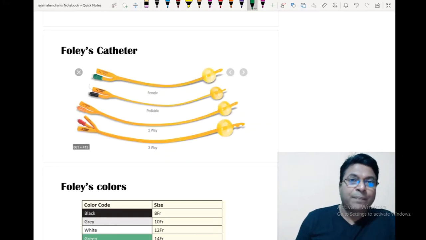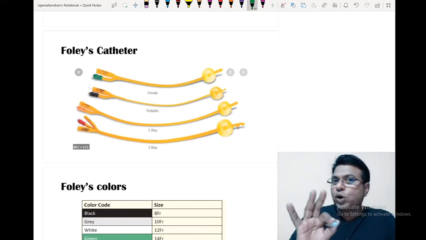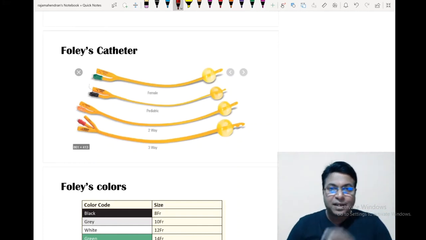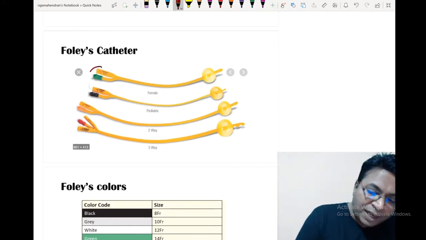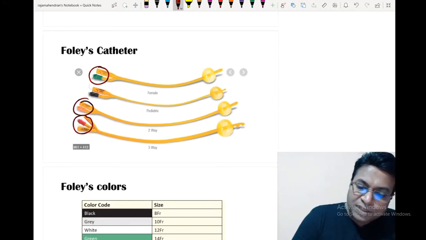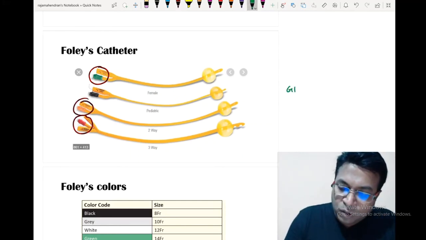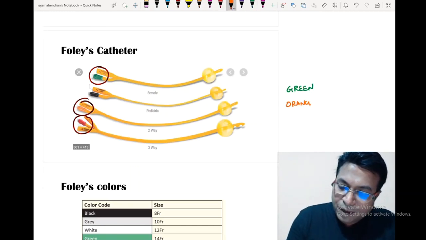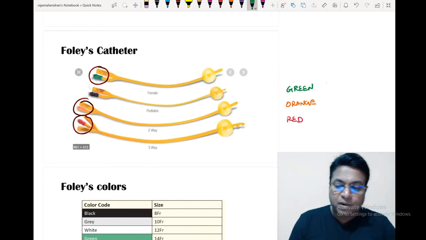Please don't forget this. 3 important color codes I want you to remember at this point of time, especially with the 10 days exam. You should remember the 3 color codes. Number 1 green, number 2 red and orange. So please note what are these. Green code, what does it stand for? Orange code, what does it stand for? And red is for what size?